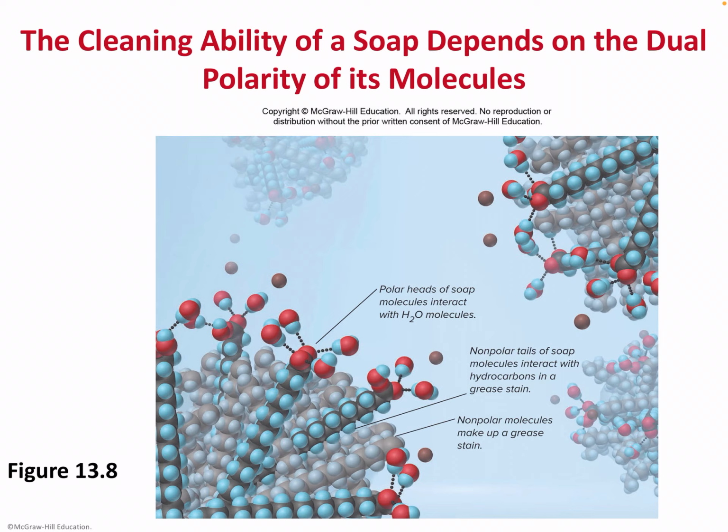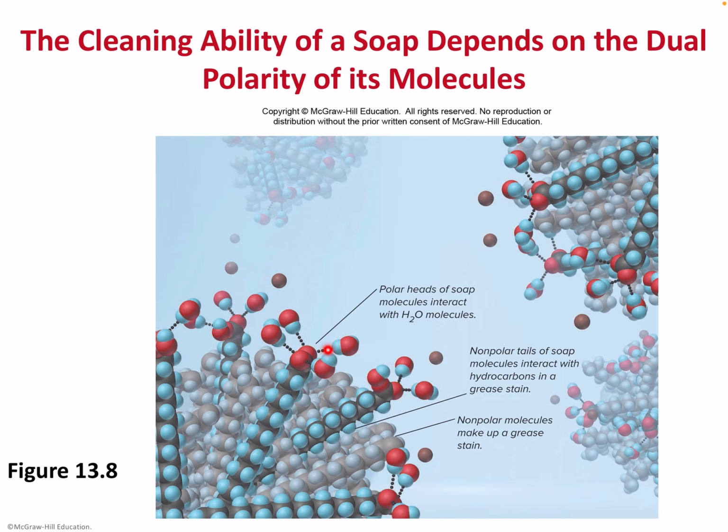The cleaning ability of a soap depends on the dual polarity of its molecules. Remember, we talked about the dual polarity in alcohol. Alcohol has an OH polar side and a non-polar hydrocarbon side. So the soap also has that dual polarity. One side is polar, the other side is non-polar. That helps soap or the detergents that we use on a daily basis to clean even the clothes or the greasy stuff that we eat, cleaning your plates and cleaning your hands and all that.